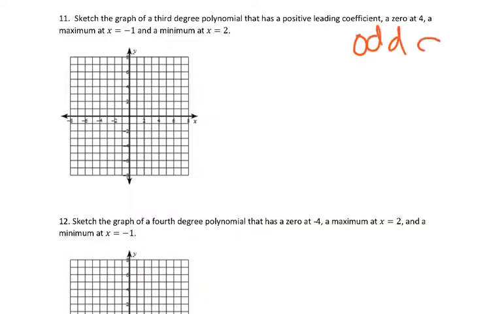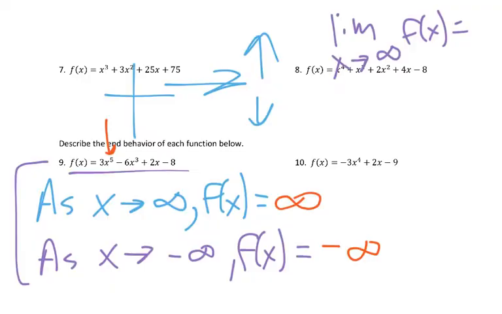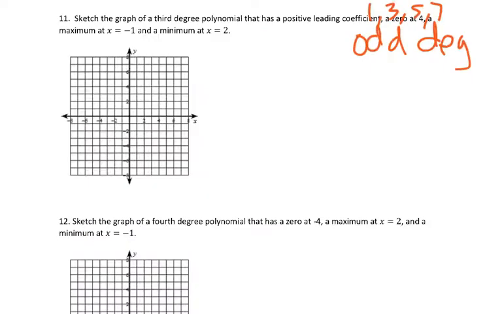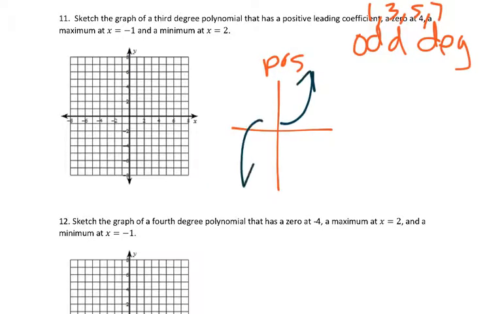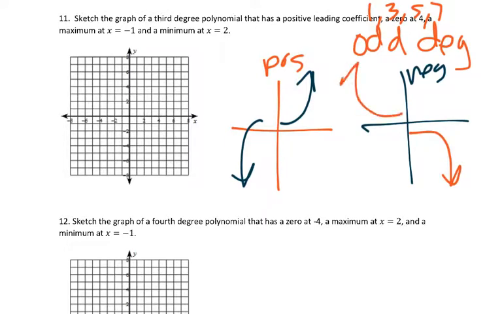Remember, for odd degrees, so that's 1, 3, 5, 7, and so on, okay, if it's a positive coefficient, the number in front of the highest degree, right, positive, it looks like this. As we go to the right, it goes up. As we go to the left, it goes down. For negative, it's the opposite. As we go to the right, we go down. As we go to the left, we go up.